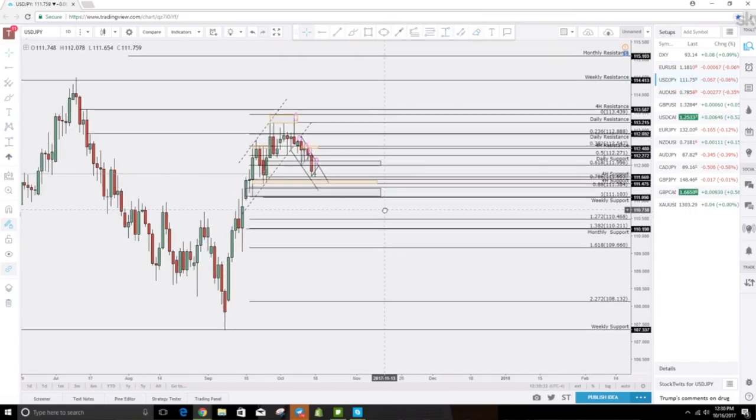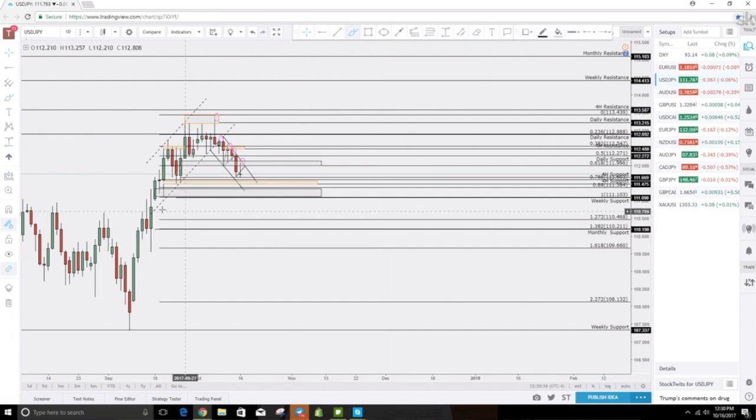With that being said, what structure did do is kind of create like this little, some could call it an inverted cup and handle, and we could be expecting one more impulse down.